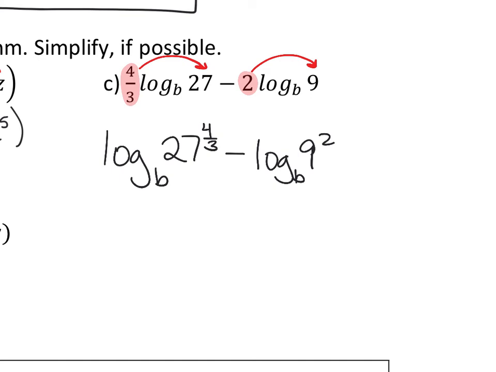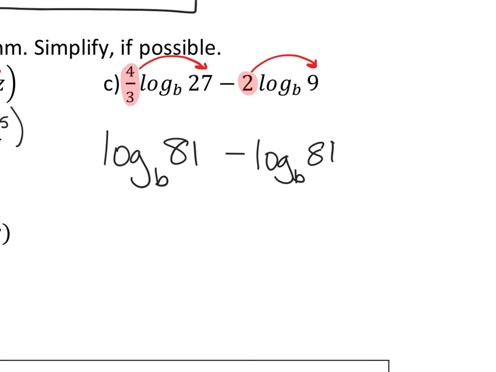I noticed something about this one. I noticed that I only have numbers. What is 9 to the 2nd power? 81. So if I just change this to 81 for a second. And then in your calculators, because I'm sure you won't want to do this in your head, can you do 27 to the 4/3 power? Also 81. I could keep going and I could condense using logarithm rules, which means I would divide these.